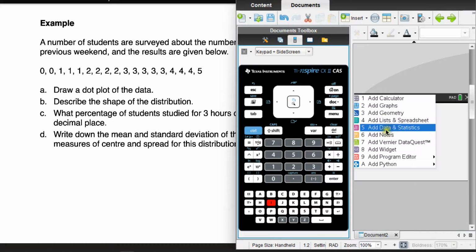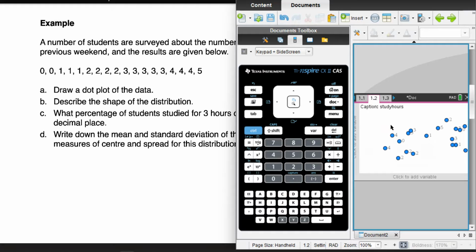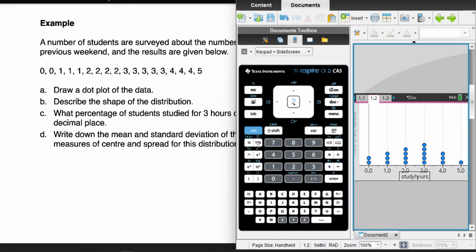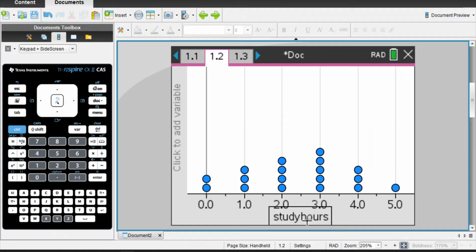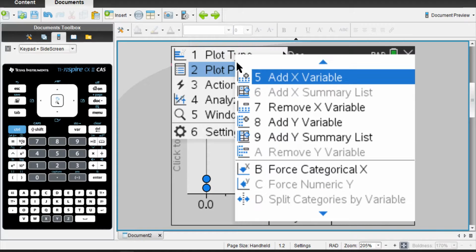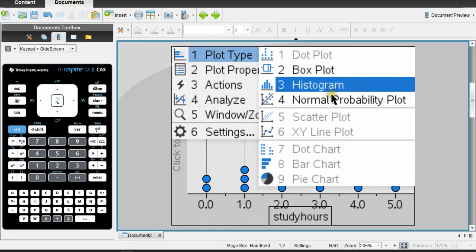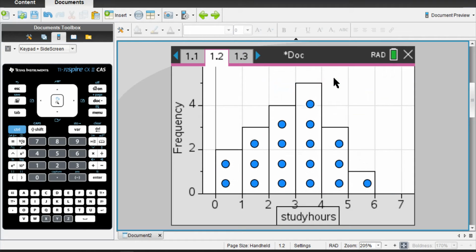Control I, data and stats. You've got your scatter plot. Just go to the bottom where it says add variable and pick the variable that you're working with. Let me open that up a bit. Now your data will look like this. You want to either make it into a histogram or a box plot. So to do that, you go menu, plot type, and we go histogram or box plot. In this case, let's just go histogram.